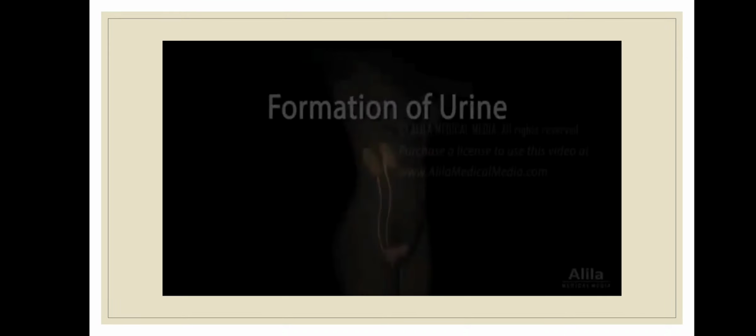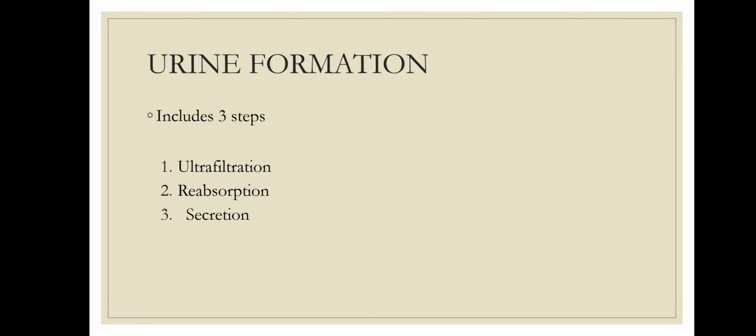By this video, I guess you all might have got an idea about how urine is formed. Let's discuss the process in detail. Urine formation includes 3 steps: ultrafiltration, reabsorption, and secretion. Let's look at each step one by one.